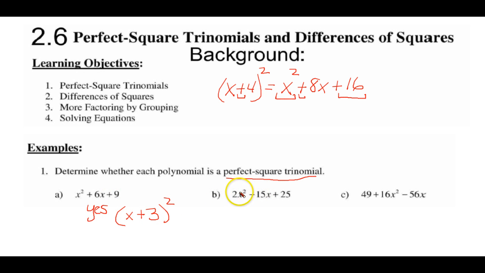Now, is this term a perfect square? And the answer is no. So this is not a perfect square trinomial. Now, this one is not in standard form. So if we put it in standard form, we can start to analyze it to see if it is.